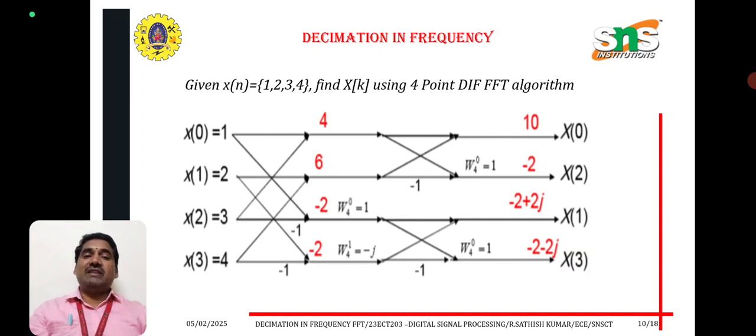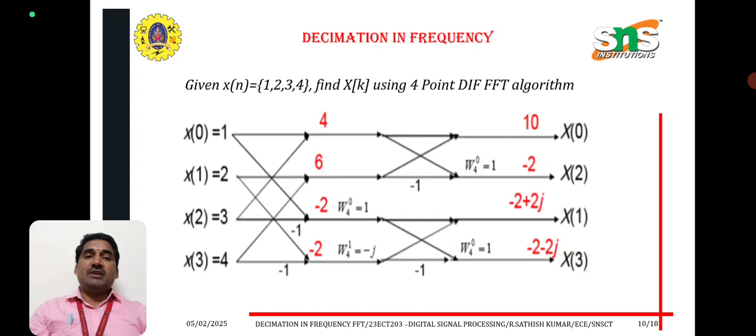From these results we compute the 2-point DFT, which gives 10, minus 2 plus 2j, minus 2, minus 2 minus 2j. Therefore, the output is in bit reversed order. Therefore, in normal order, X of k is equal to 10, minus 2 plus 2j, minus 2, minus 2 minus 2j.